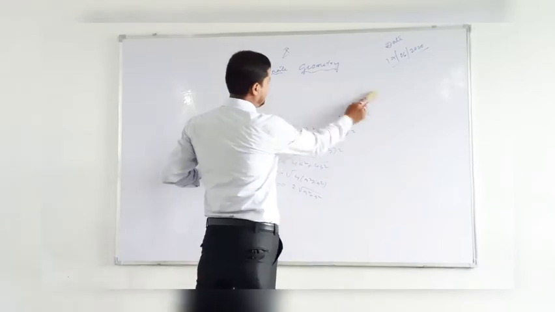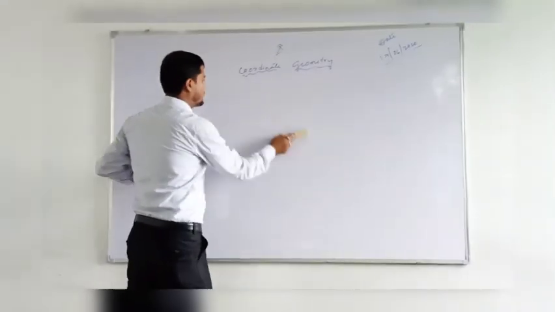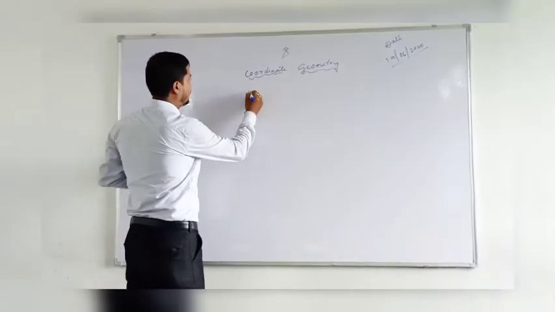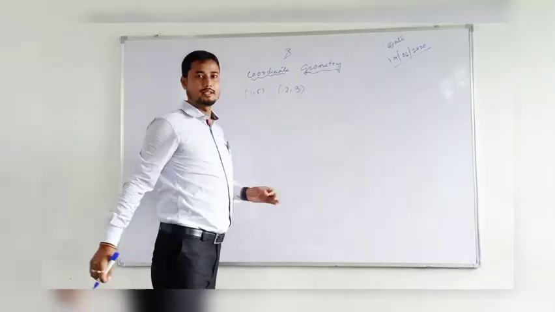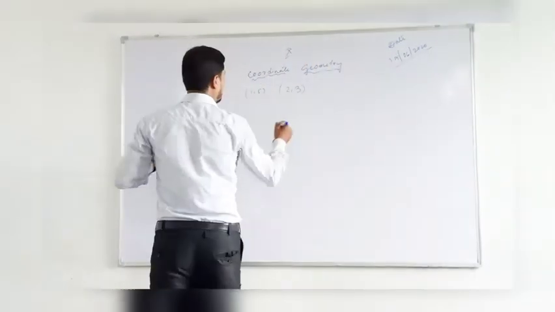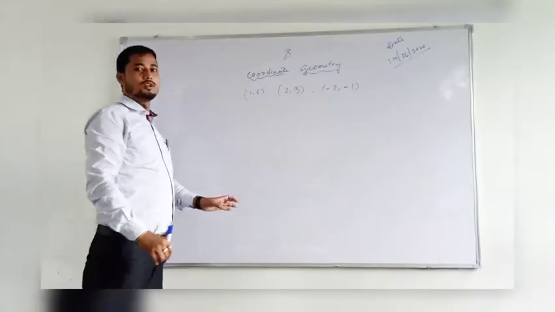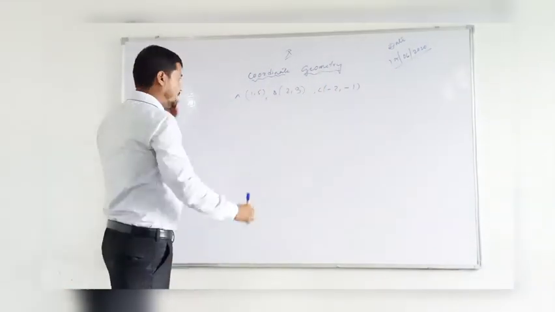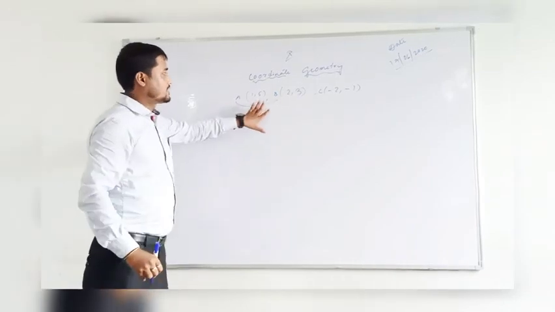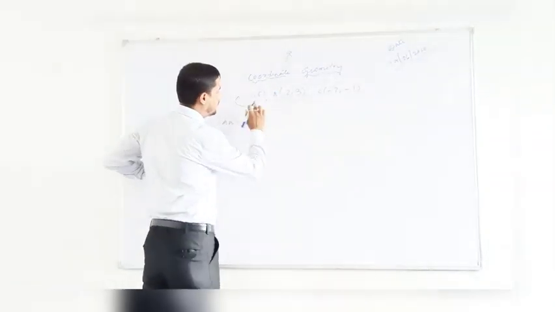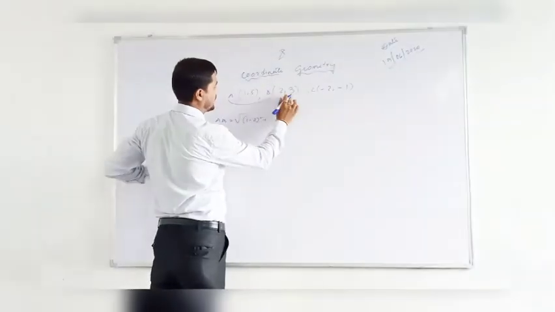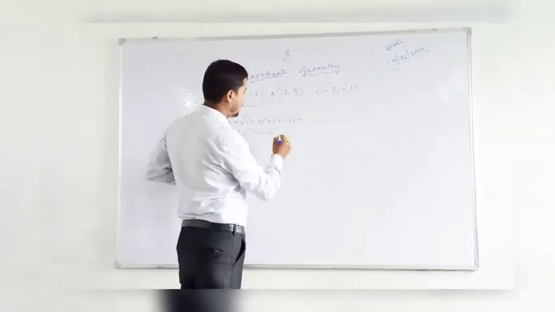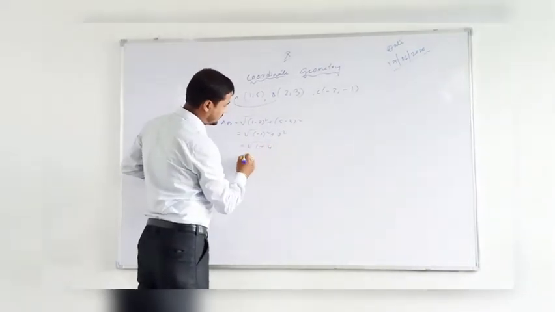Question number 3. One question is given: determine whether the points (1, 5), (2, 3) and (-2, -1) are collinear or not. This is A, this is B, and this is C. Now, distance of AB: 1 minus 2 whole square plus 5 minus 3 whole square. Now 1 minus 2 is minus 1 whole square plus 5 minus 3 is 2 square. That is 1 square is 1, 2 square is 4. That is root 5.